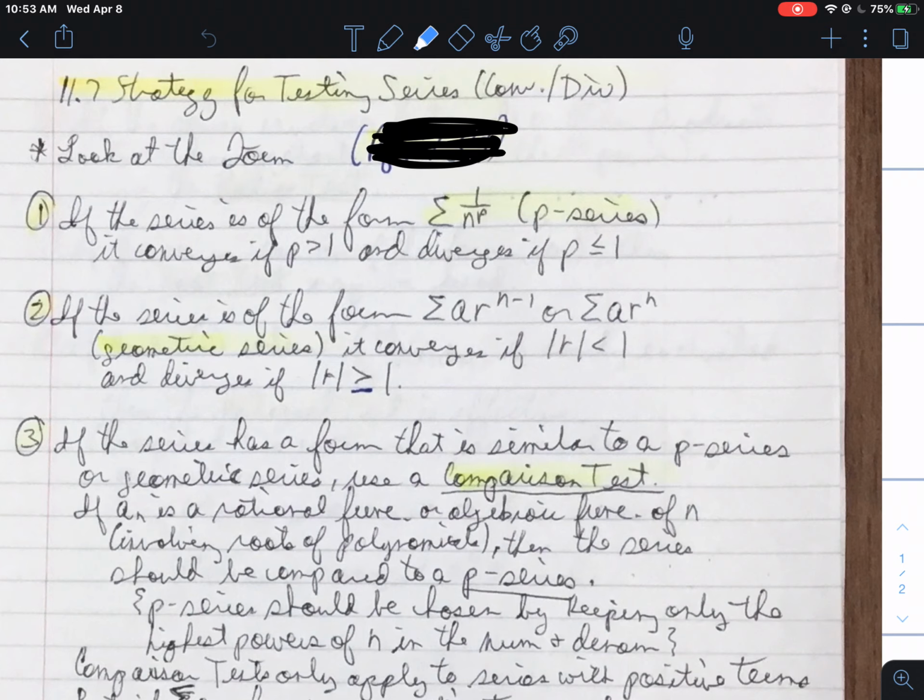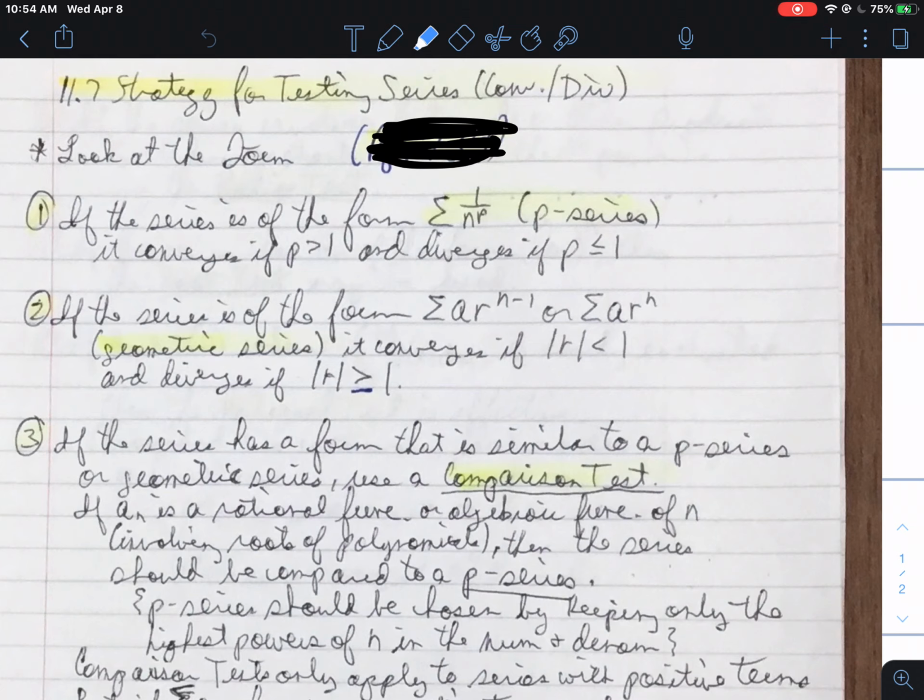All right, so first thing, I scratched out an old page number, so just disregard that. But there is a summary similar to this in the section, a little more detailed than what I have here. This kind of hits the main parts of it. So first, and really 1 and 2, looking for those two types of series that we recognize: P series and geometric series, right?